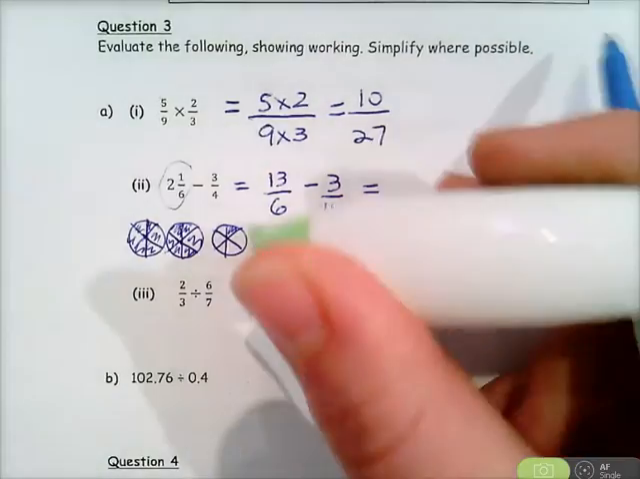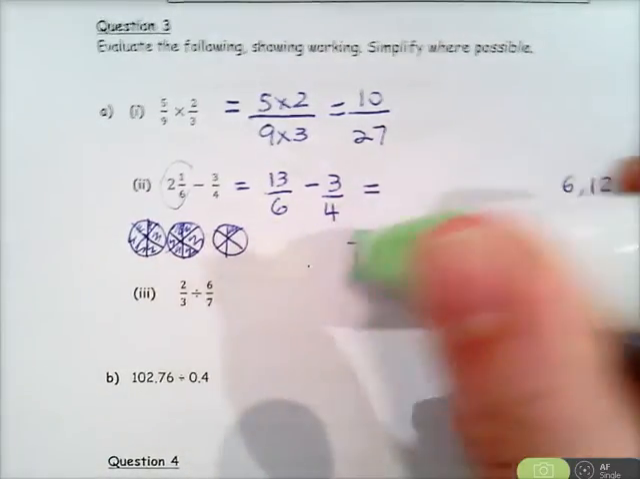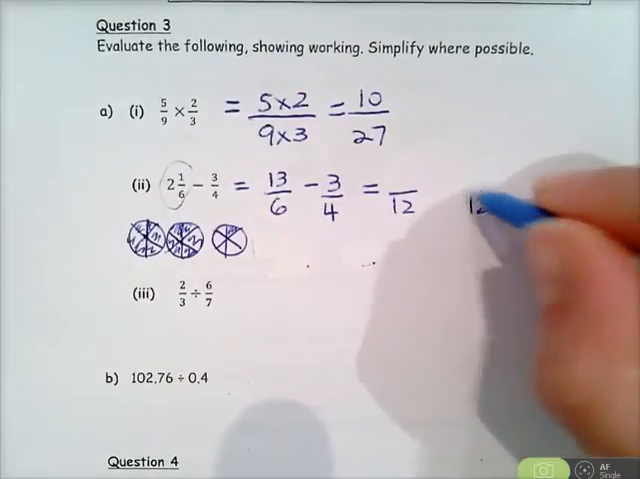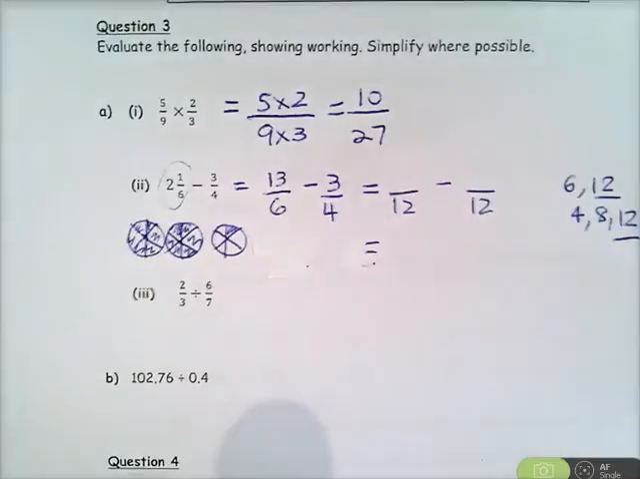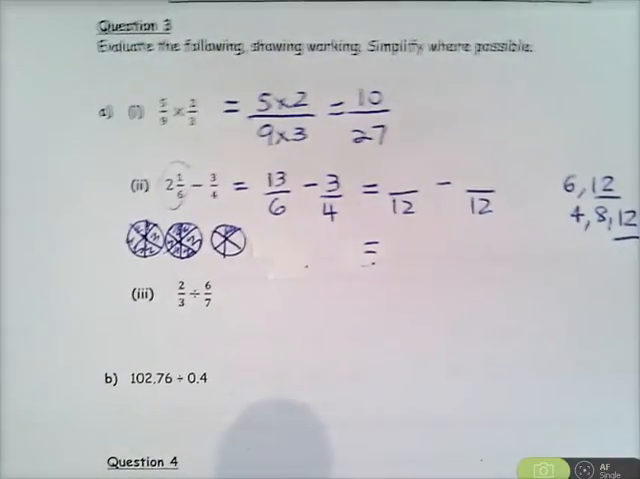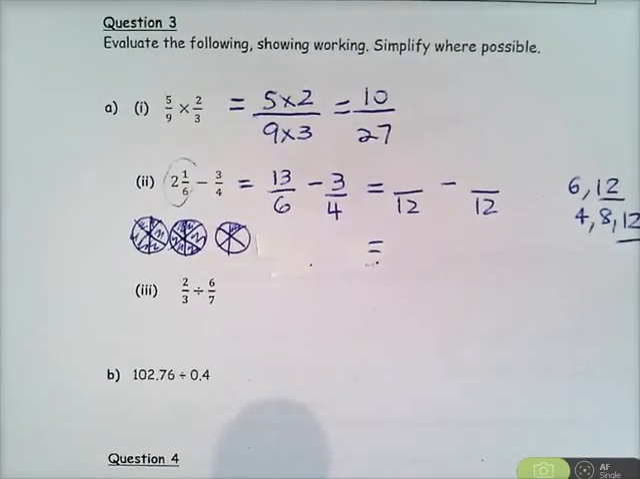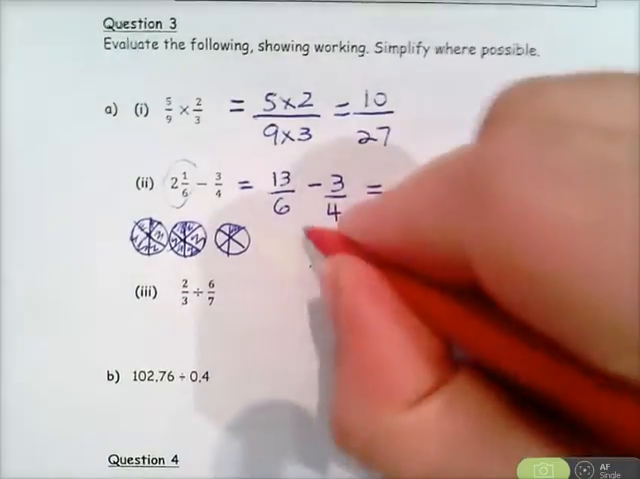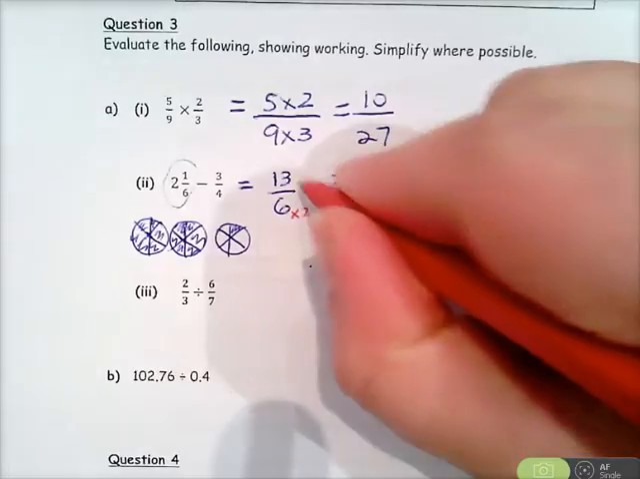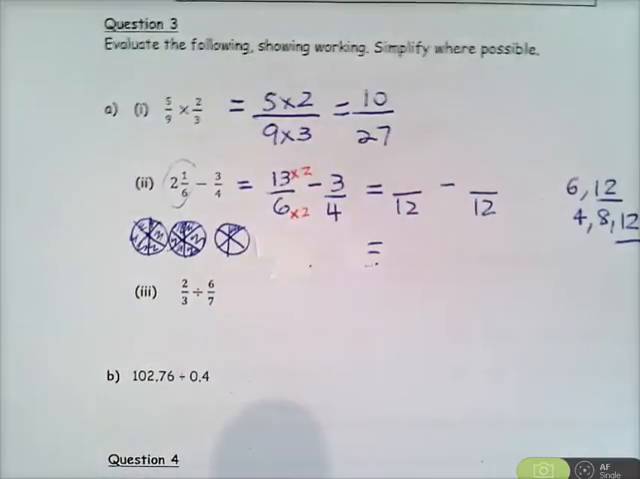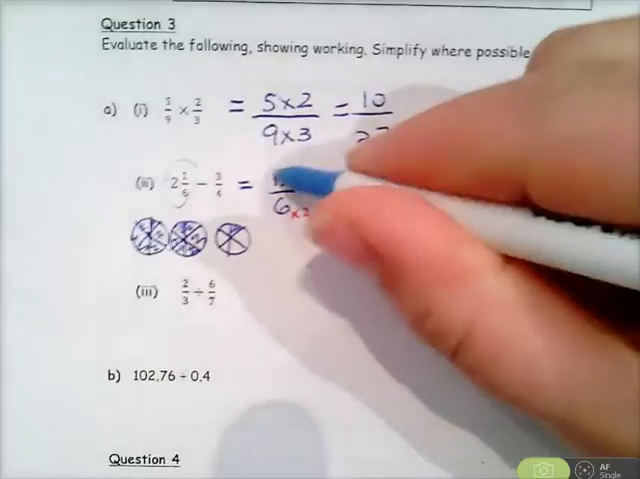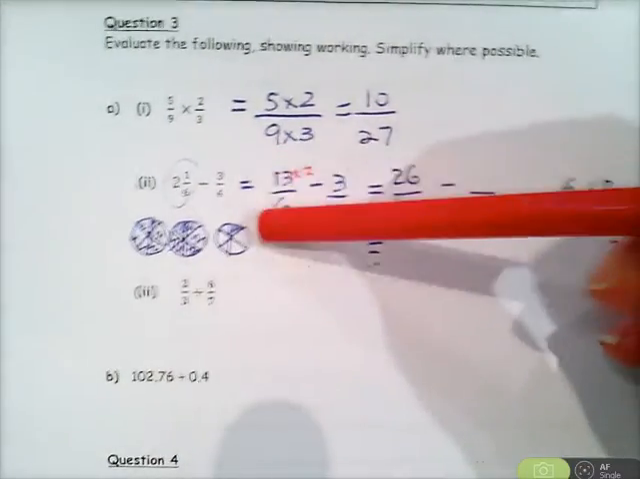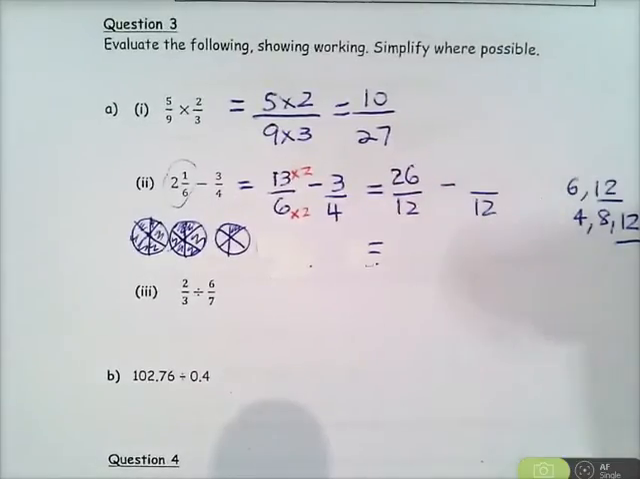Actually, I might do it up there. So I'm going to make both denominators 12. And once both denominators are the same, then I can subtract with my fractions. So how do I make that first denominator into a 12? Well, I do 6 times 2, so I times the top by 2. So if I do 6 times 2 is 12, then 13 times 2 is 26. So that first fraction, instead of being 13 over 6, is now 26 over 12.